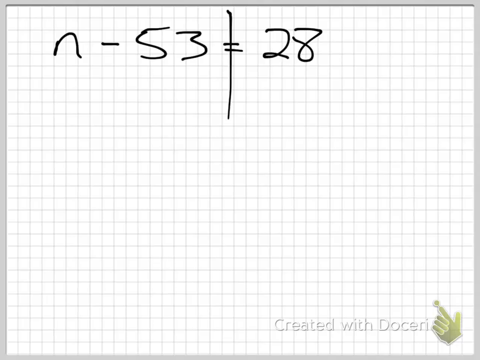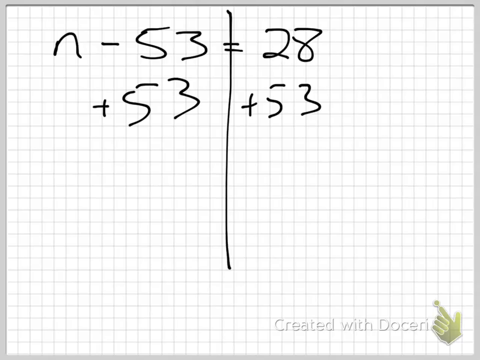First thing, line down the equal sign. Next thing, look and see if the variable's happy. He is not. He's not alone. Who's with him? 53. What's the 53 doing? Subtracting from him, right? What's the opposite of minus 53? Plus 53. As soon as I add 53 on one side, I'm now imbalanced. I've got to be balanced.